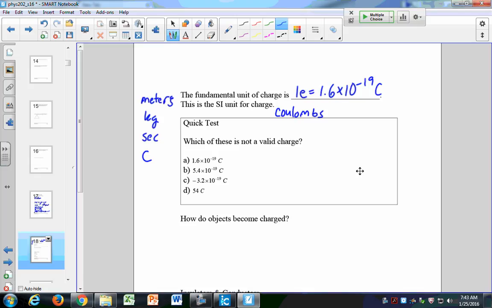So this is the charge of an electron. An electron has a charge of negative 1E, and a proton has a charge of positive 1E. I think that's all stuff that y'all know. You probably even know this number, but it is on your equation sheet in case you forget. But I expect by the end of this semester you'll just know it.